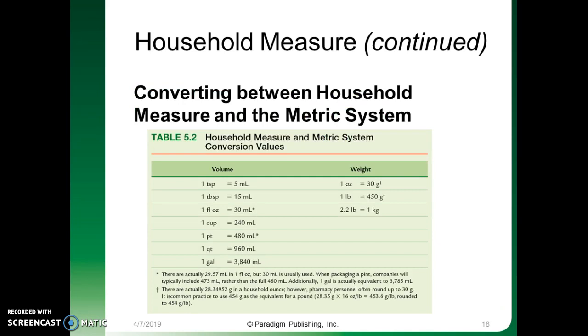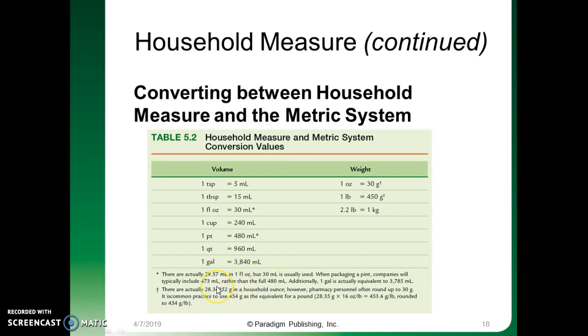Converting between household measurements and the metric system. So this is something that we will be using in pharmacy, so make sure that you again memorize these conversions. So 1 teaspoon is equal to 5 milliliters, 1 tablespoon is equal to 15, 1 fluid ounce is equal to 30, 1 cup is equal to 240, and so forth. And if you see these that have asterisks, you have to remember that in reality, 1 fluid ounce is equal to 29.57 ml. But for the purposes of math, we just like to round it up to 30.